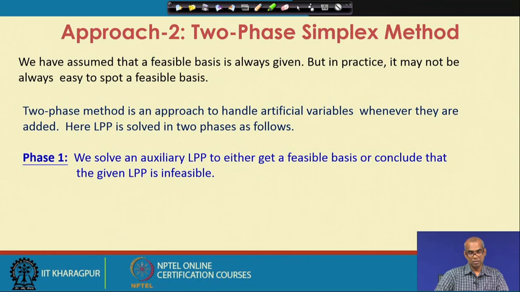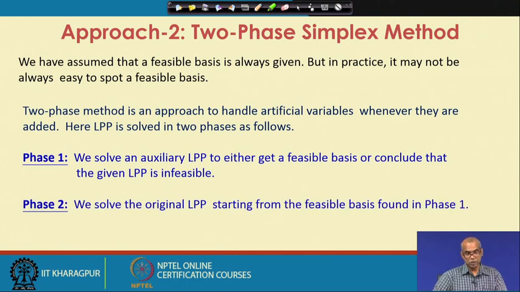And if I do not get a solution for the auxiliary linear programming problem, we conclude that the original linear programming problem is infeasible. In phase 2, we solve the original linear programming problem starting from the feasible basis found in phase 1. So, in phase 1, we solve an auxiliary linear programming problem related to the original linear programming problem to get a feasible basis, so that we can start phase 2.